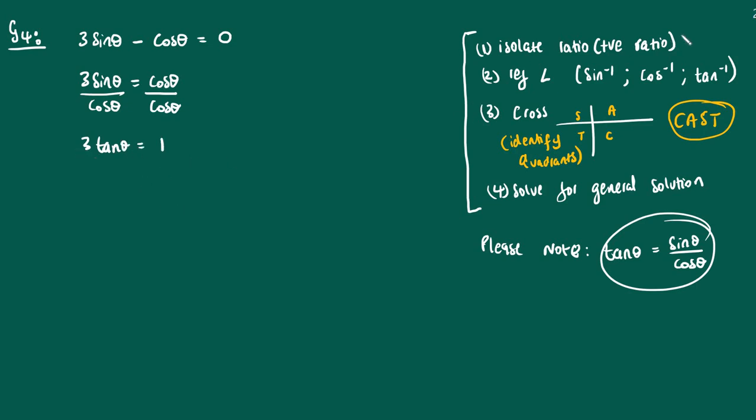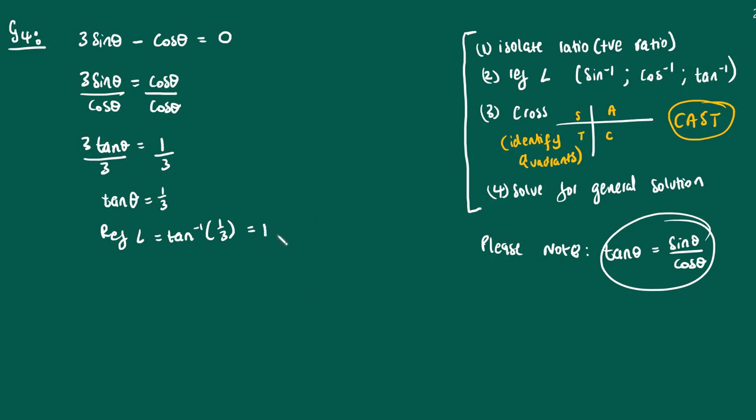So now that you have this, you have isolated the ratio. But you are not done. There is a 3 here, right? So you must isolate it properly and be left with tan theta is equal to 1 over 3. Then you are done with the first step. Now you can find the reference angle by saying the reference angle will be tan inverse of 1 over 3, right?